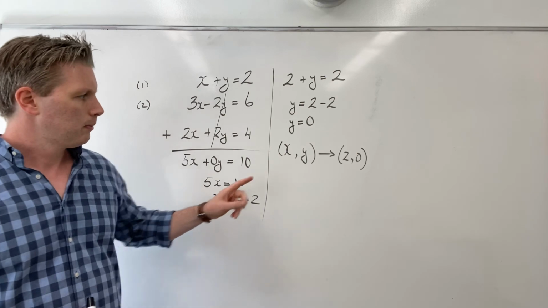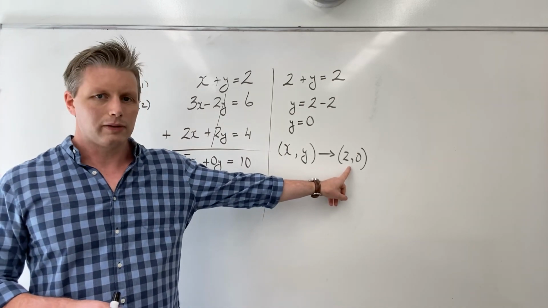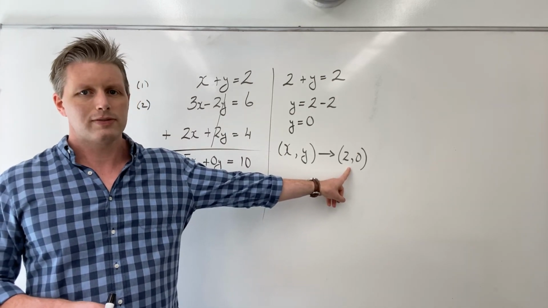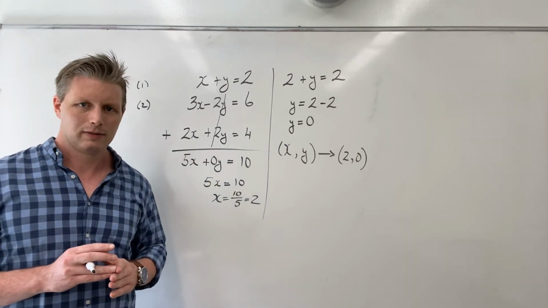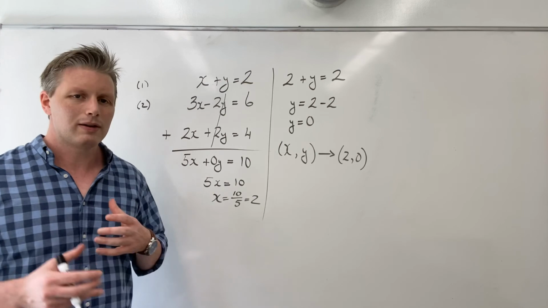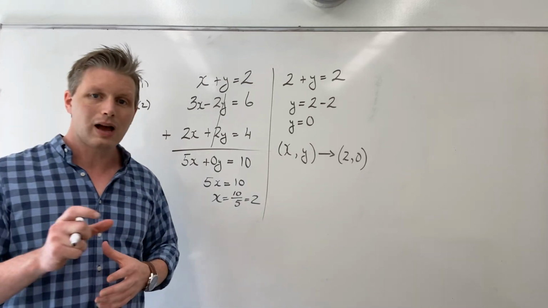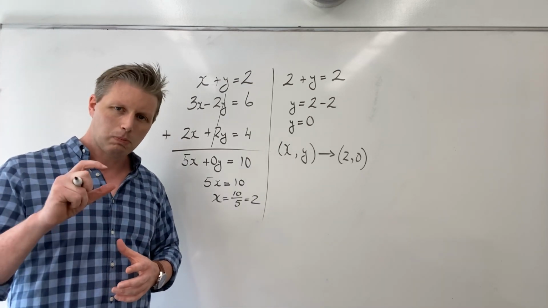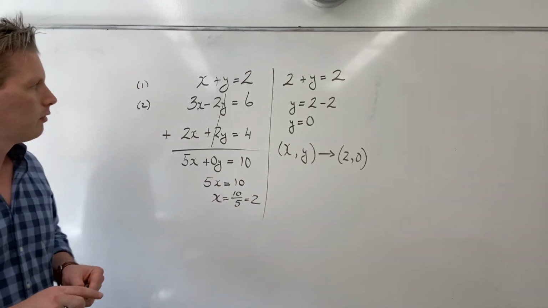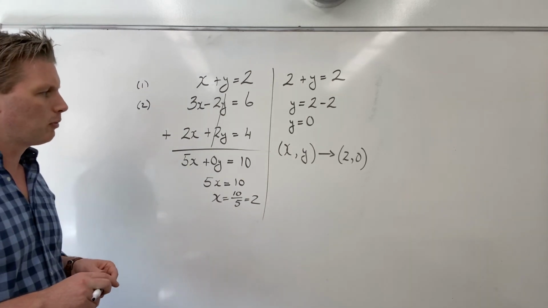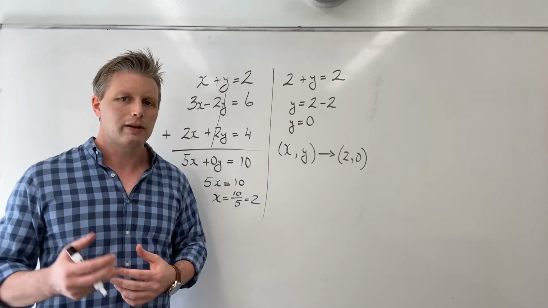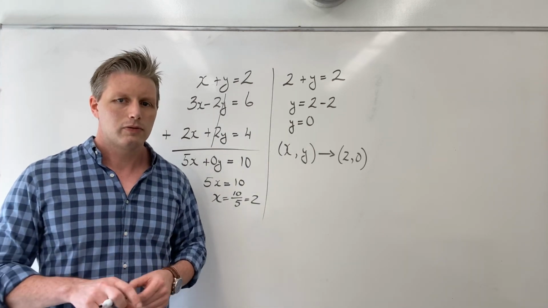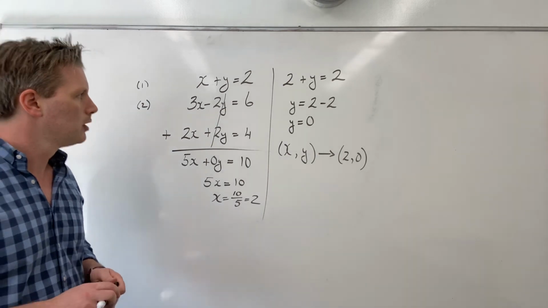And this, by solving this, 2, 0, represents the point at which those two lines intersect. And so it is the value of x and y that is common to both lines. That's the point of intersection of those two lines. And so that's what we're doing when we solve the system of equations. We are finding the point that is common to both of them.